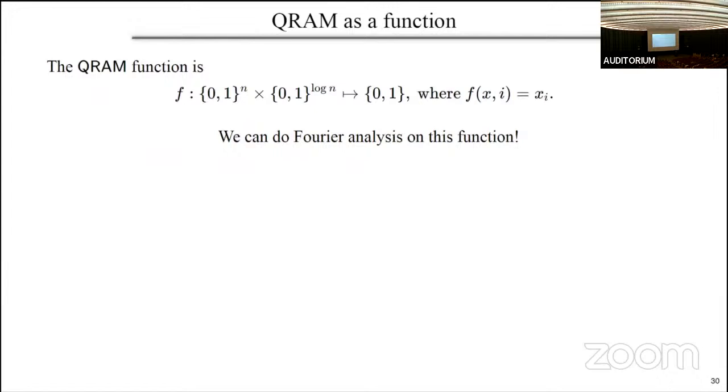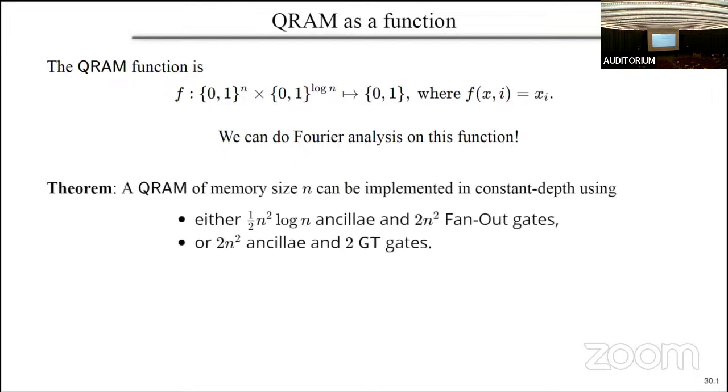You can see QRAM as a Boolean function, so you can do Fourier analysis. You can calculate all the Fourier coefficients and apply the same technique. And what you get with this construction is that you can do QRAM with this many ancillas, slightly worse than the first construction, like n squared ancillas with fan out. But using GT gates, you can perform that with only 2 GT gates. That's very efficient, in my opinion.